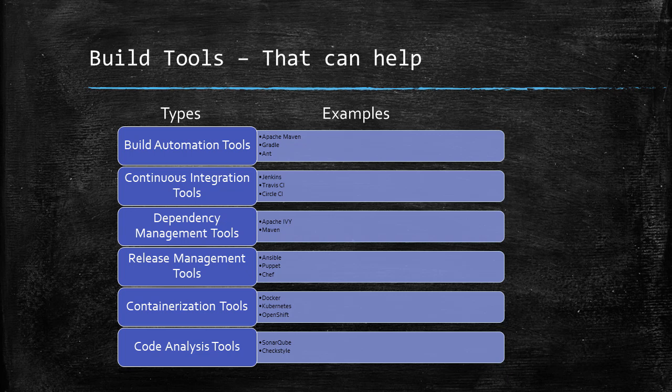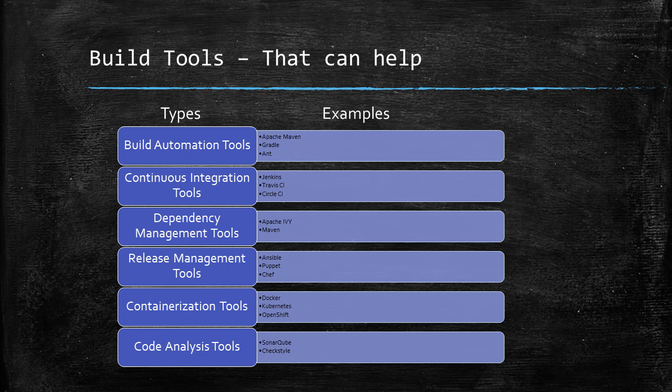Build tools are software programs that automate the process of building, testing, and deploying software applications. Build tools are the key component of the build stage in the DevOps lifecycle. We may have to use different types of build tools based on the scale of development, technology landscape, and nature of collaboration. There are several types of build tools, including build automation tools, which automate the process of compiling source code into executable code. Examples include Apache Maven, Gradle, and Ant.